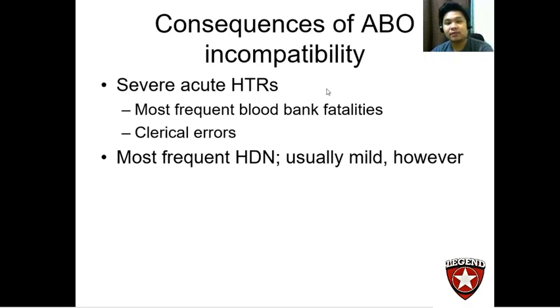Now, consequences of ABO incompatibility. The main reason, again, why we try to determine the ABO type of the patient is that we're trying to prevent HTRs and HDN. Severe acute HTRs are the most frequent blood bank fatalities, and they're usually because of clerical errors. ABO HDN is also the most frequent HDN type. However, compared to the RH HDN type, this is usually mild.